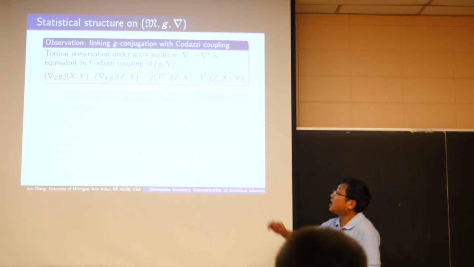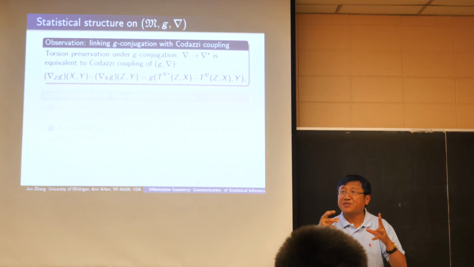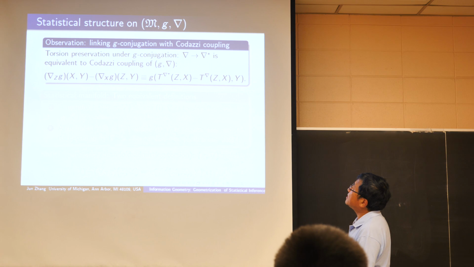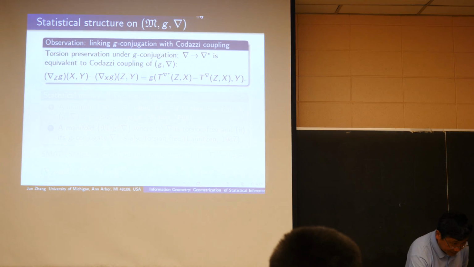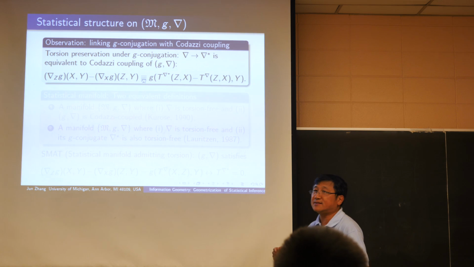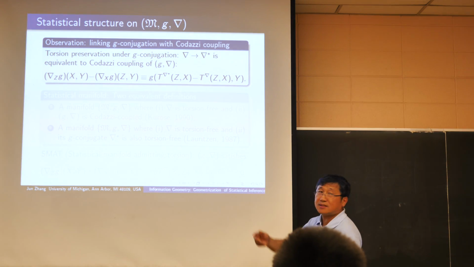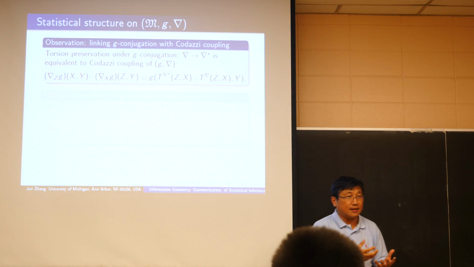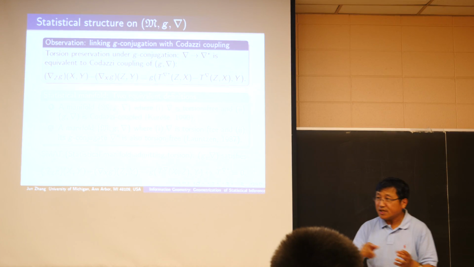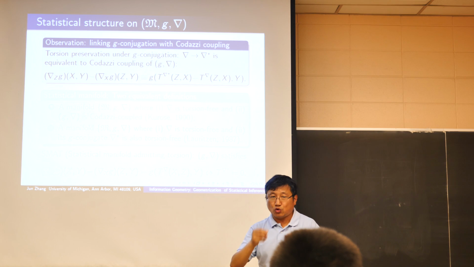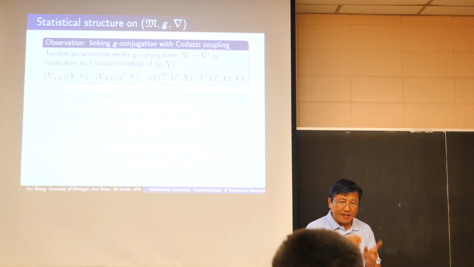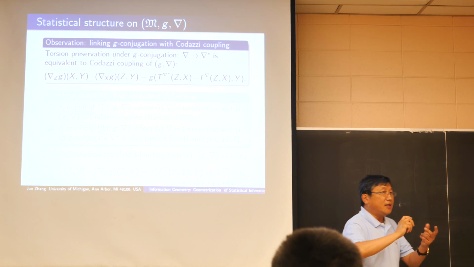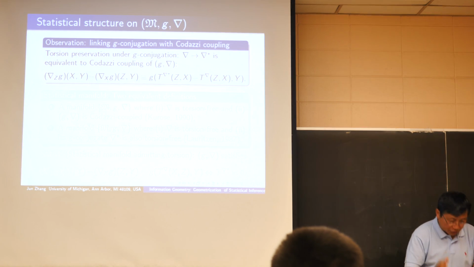It turns out that these two generalizations are linked by an identity, and it is a very crucial identity. On the left-hand side is a lack of coupling, on the right-hand side is a difference of torsion. So essentially, it says that Codazzi coupling of a metric with a connection is equivalent to saying that the torsion of the connection and the torsion of its conjugate connection are the same. They are equal. So Codazzi coupling gives rise to a condition of preserving torsion.